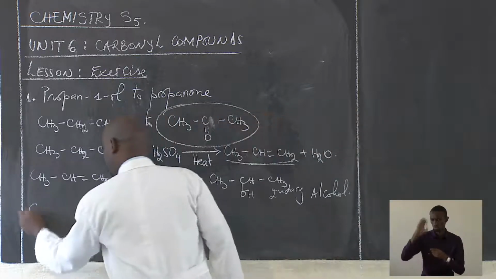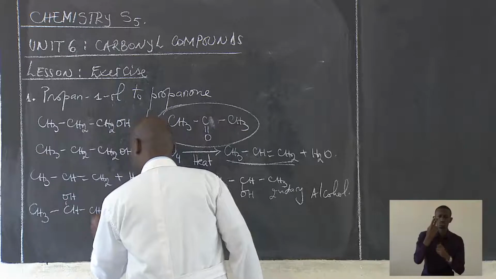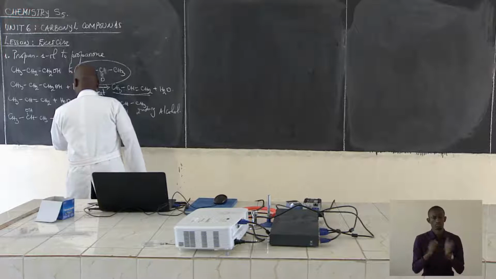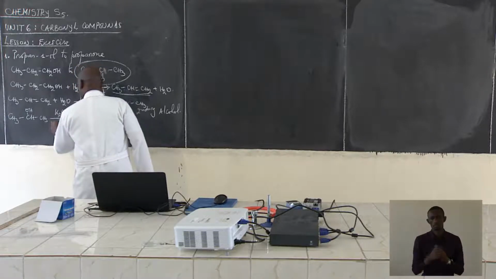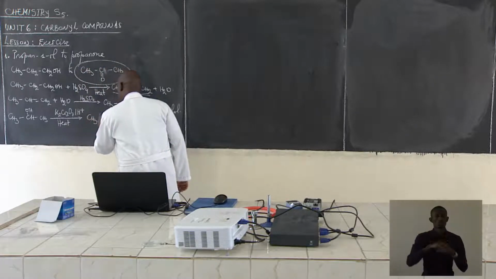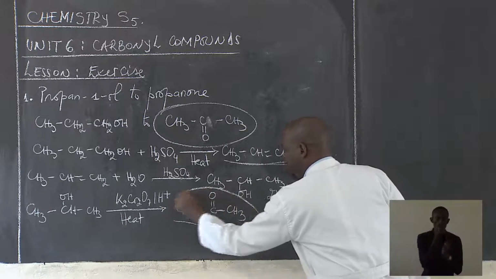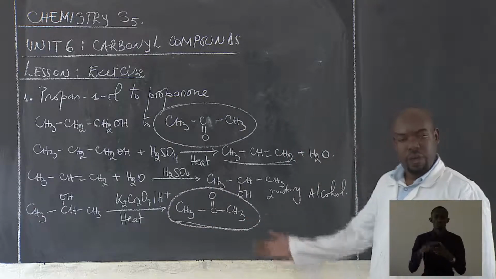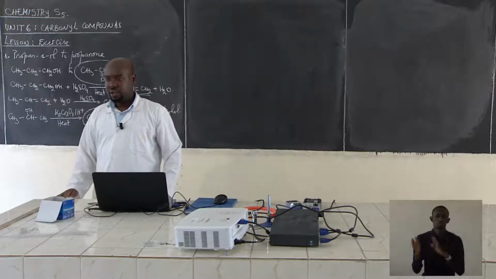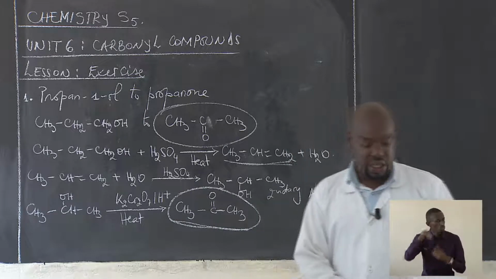And from the secondary alcohol, if we oxidize it, we will immediately get the ketone we want. So from the secondary alcohol, CH3CHOHCH3, we use a mixture like potassium dichromate in acidic medium, and we heat to produce CH3COCH3. This is the main compound we want to get. So we have already prepared our ketone from the alcohol. And I think everything is clear. Good. Now let us go to the second question.